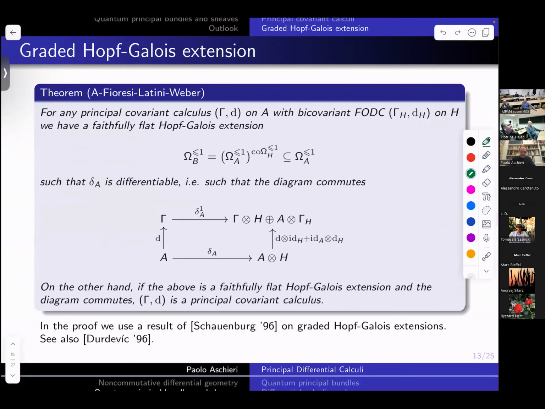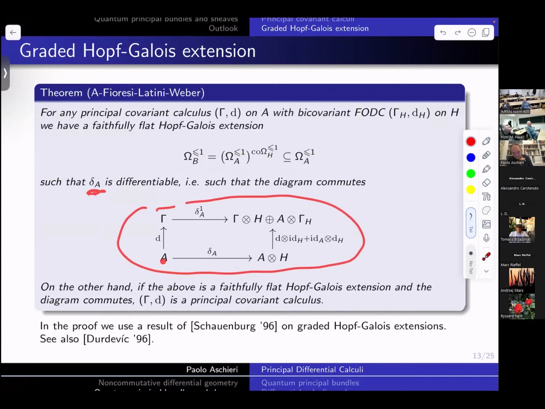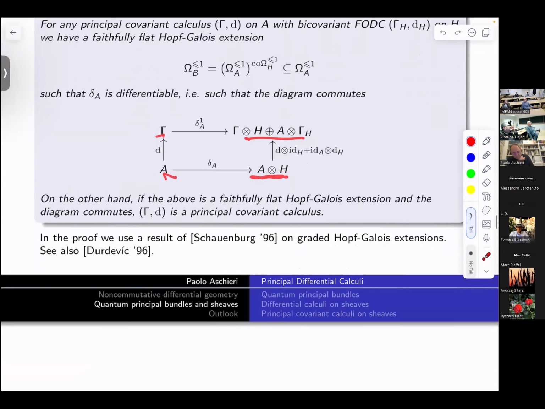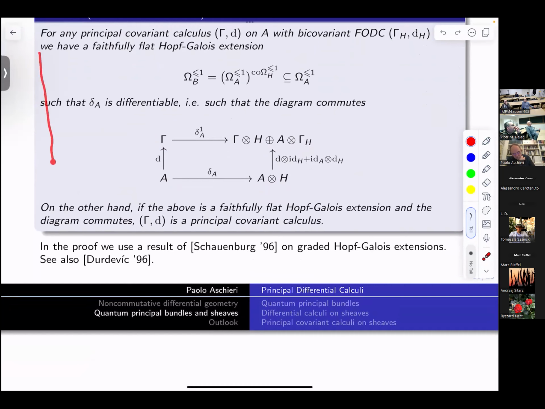For any principal covariant calculus on A with a bicovariant first order differential calculus on the Hopf algebra H, we have a faithfully flat Hopf-Galois extension. You see that I stop at degree one, such that the coaction is differentiable. Differentiable meaning it is compatible with the canonical differentials that can be associated to these algebras. Well, these conditions are equivalent to saying that the Hopf-Galois extension is faithfully flat.